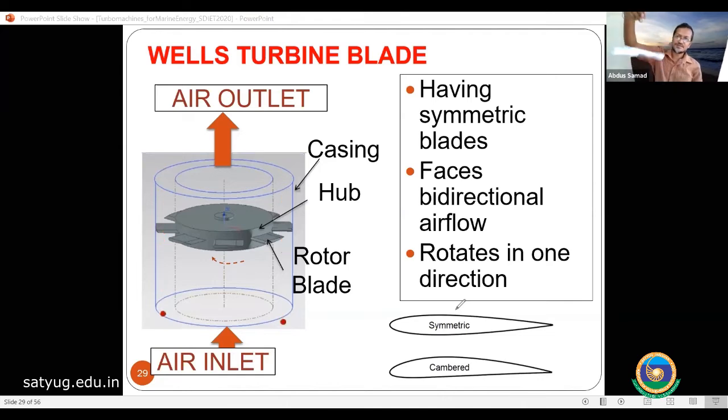You see, I'm moving it vertically up and down, and it is rotating in one direction. Is it clear? Can you see? Anyone can confirm? Okay, this is the leading edge. So it will be rotating continuously in one direction. This is called bidirectional flow, but the turbine rotates in one direction.